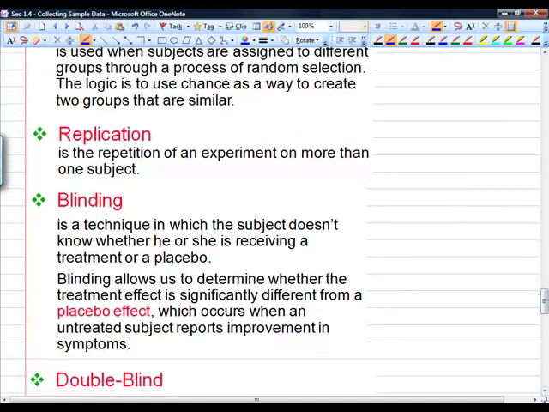Blinding is what happens not when you poke somebody's eyes out, but when the subject of the experiment doesn't know if they're getting a treatment or a placebo. A placebo is a medicine that's not really a medicine if you're doing medical research.